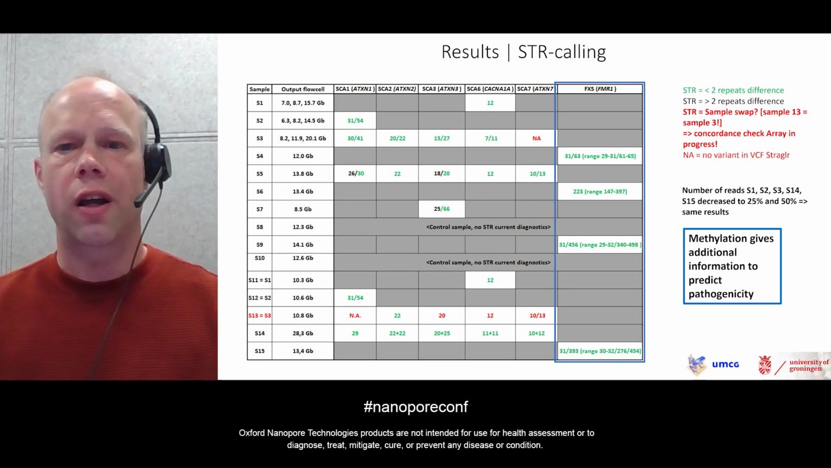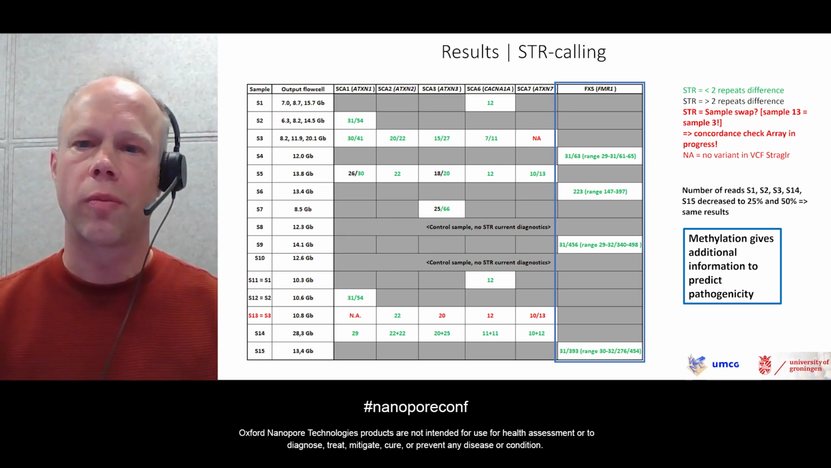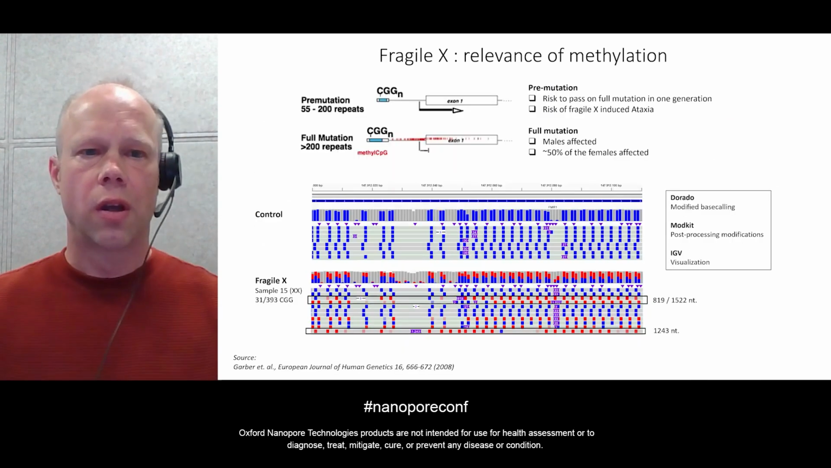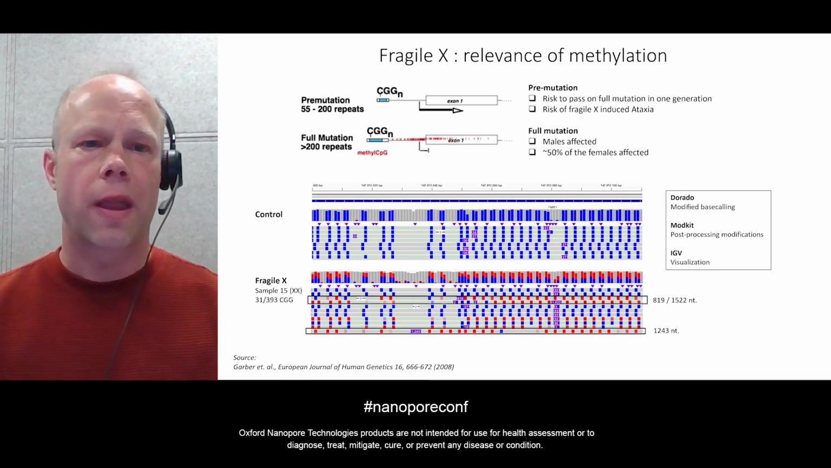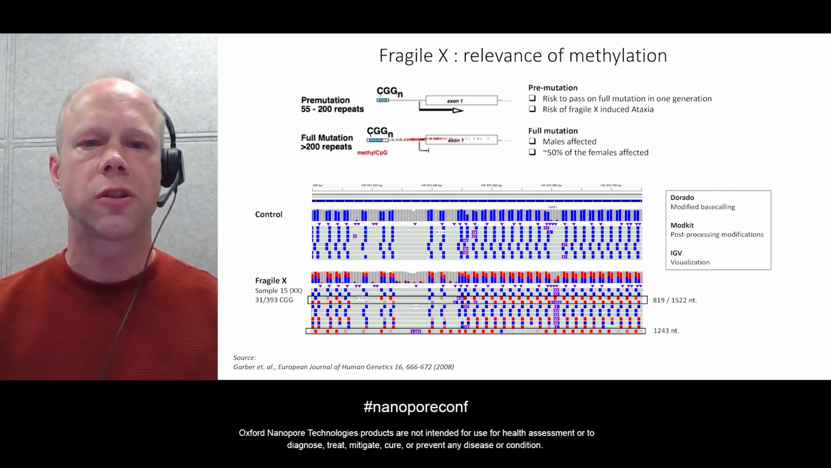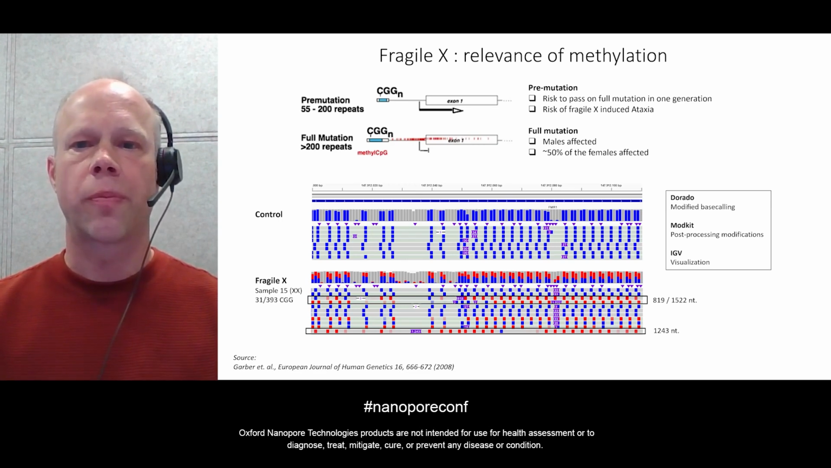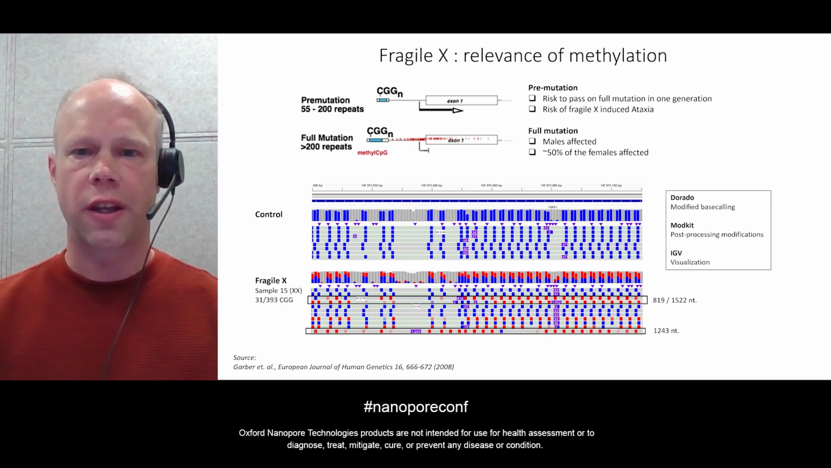For SCA, methylation is not really important, but for Fragile X, methylation gives additional information to predict pathogenicity. Well, how does this work? In Fragile X you can have a pre-mutation of 55 to 200 repeats. Then this is an unmethylated situation where the gene can be transcribed. In the pre-mutation there is a risk to pass on to a full mutation in one generation, and there is a risk for Fragile X-induced ataxia.